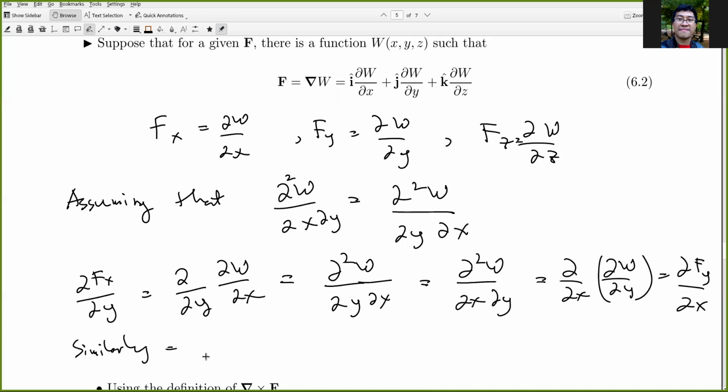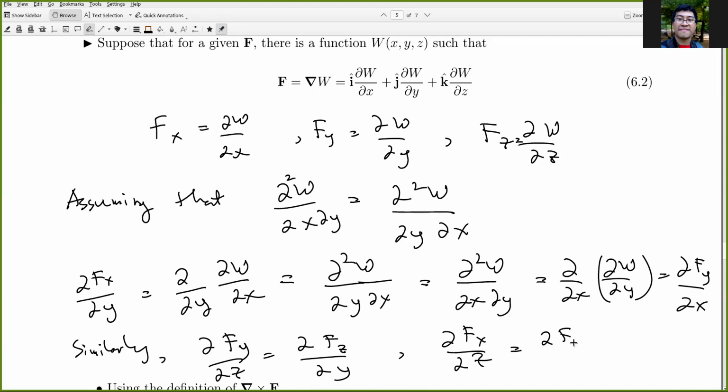Similarly, we get partial of, for example, Fy with respect to z is equal to the partial derivative of Fz with respect to y. You can do the same process just like this. Also, if you have partial Fx with respect to z, that would be equal to partial Fz with respect to x.